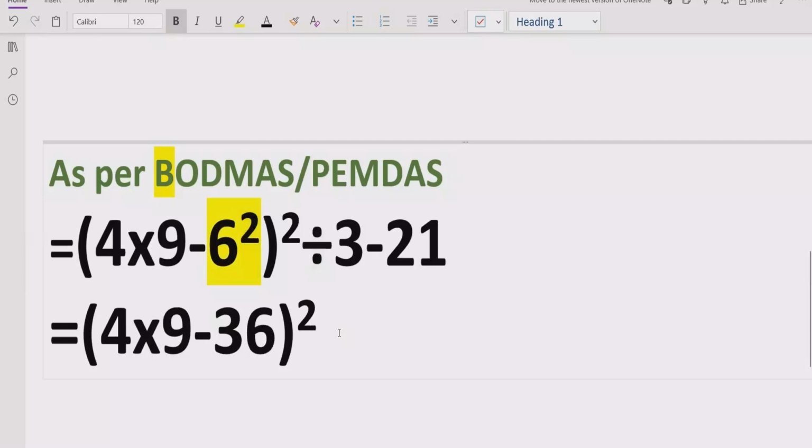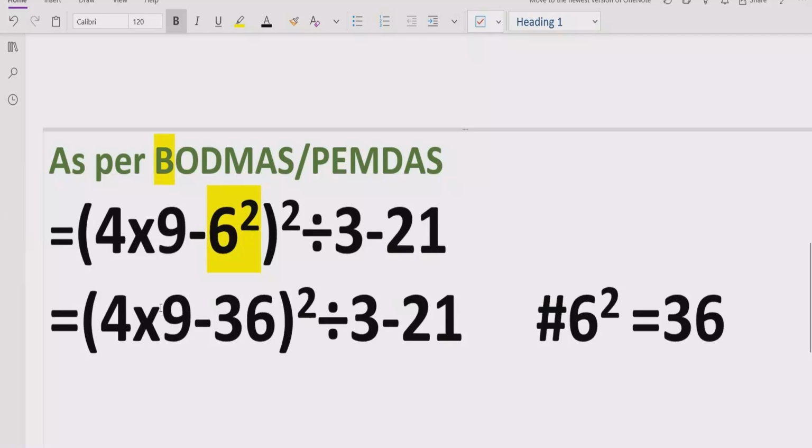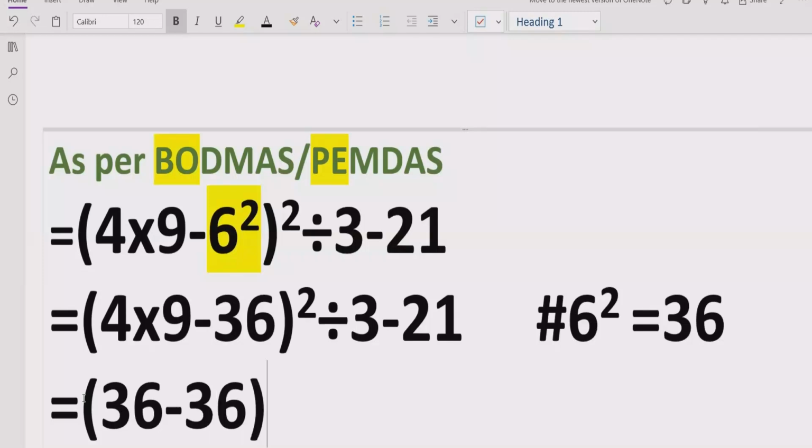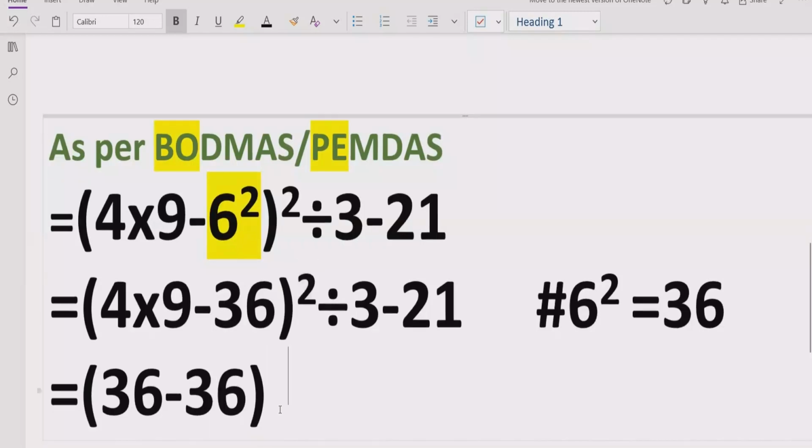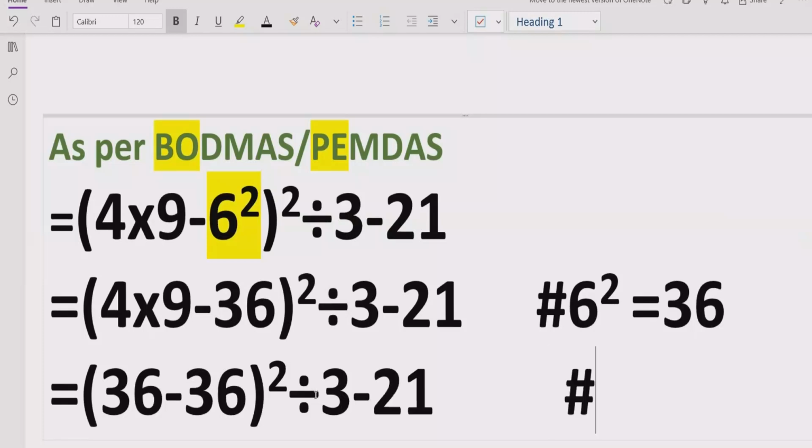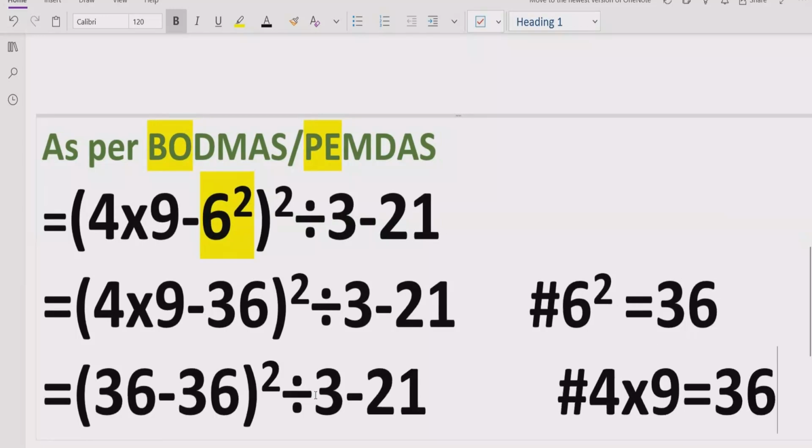Again we have division, 3 minus 21. Now here we have to give the reference like 6 raised to power 2. Now move forward. Step number 2 we have solved because we have solved the exponent part. Now to solve this bracket we have to solve the multiplication. So here we have 4 multiplied by 9, which is equal to 36 minus 36, and outside the bracket we have the square. So we will write the square divided by 3 minus 21. And here we have to give the reference like 4 multiplied by 9 equals 36.